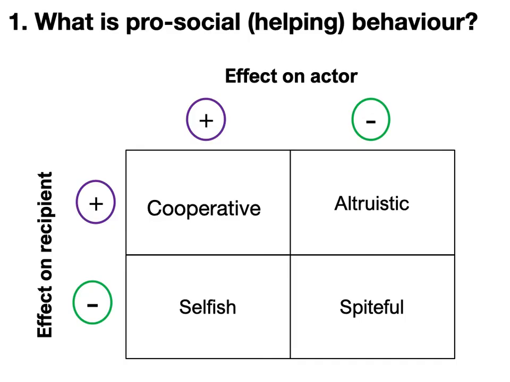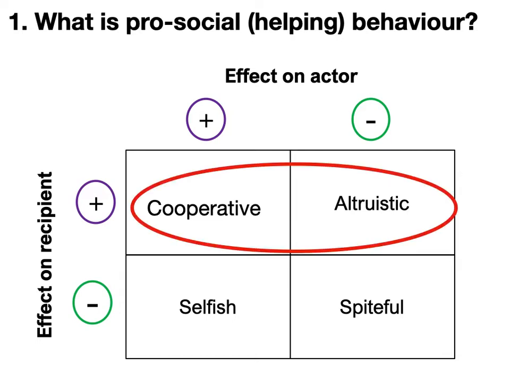Okay, so getting started on cooperation and helping behavior. As some initial definitions, we can consider that helping behavior includes behaviors that are beneficial to the recipient. Last week we talked about conflict. Those were behaviors that were detrimental to the recipient, and now we're doing pro-social helping behavior, things that help the recipient. And they could either be costly to the actor or beneficial to the actor.